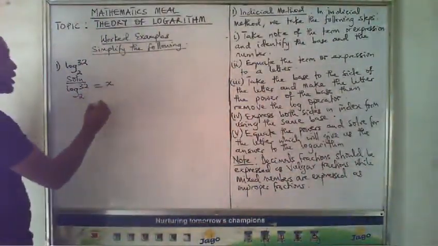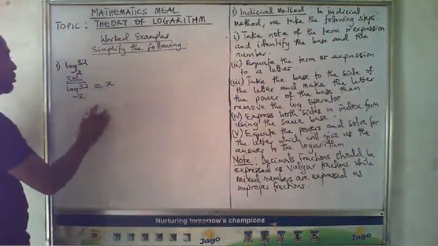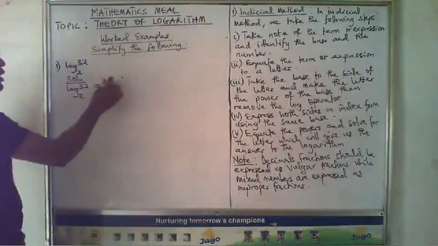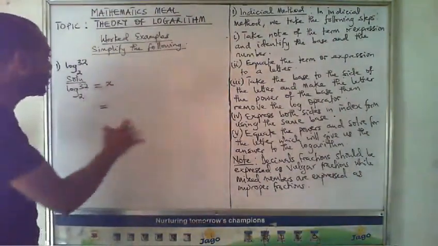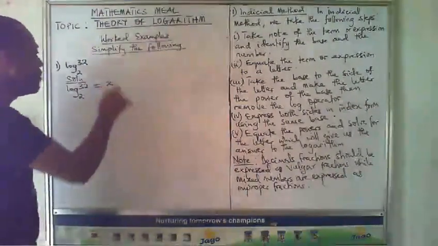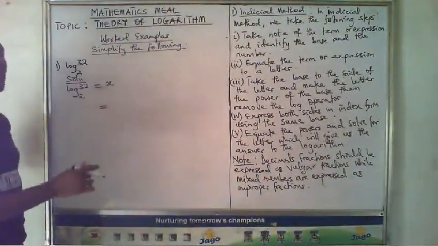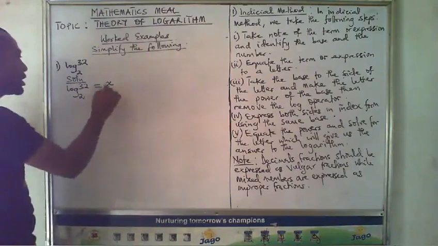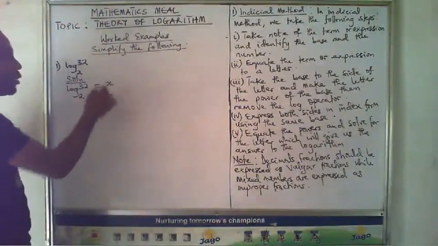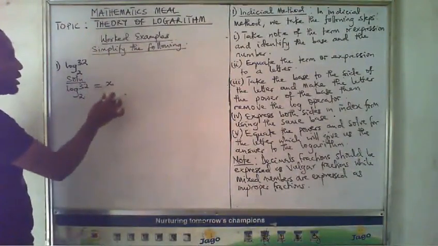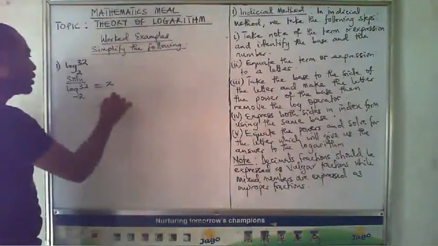Take the base to the side of the letter. The base is 2. When you take the base to the side of the letter, don't stop. Make that letter the power of the base. So if I take 2 to this side of the letter, I will make this x the power of 2. It has not finished.